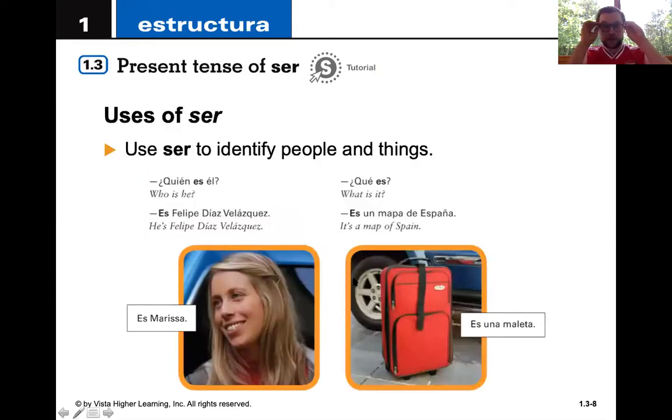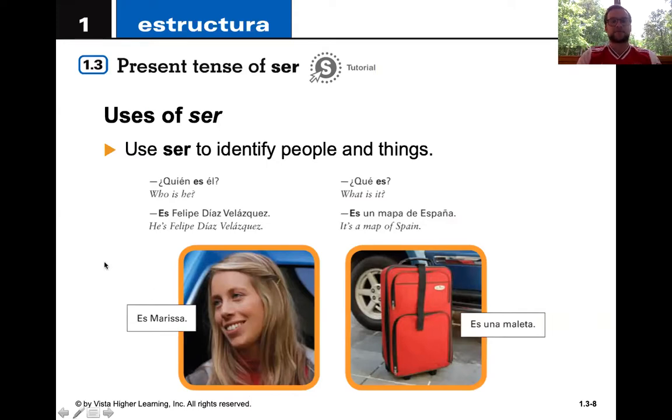Muy bien. Okay, now here we're going to get into a little bit of the uses of ser, los usos del verbo ser, okay? Primero, we're going to use ser to identificar personas y cosas. All right, so if we're talking about este vaso, right? Este vaso de agua. ¿De quién es el vaso de agua? Ay, perdón, we're not there yet. That's possession. Okay, so we're going to identify things.